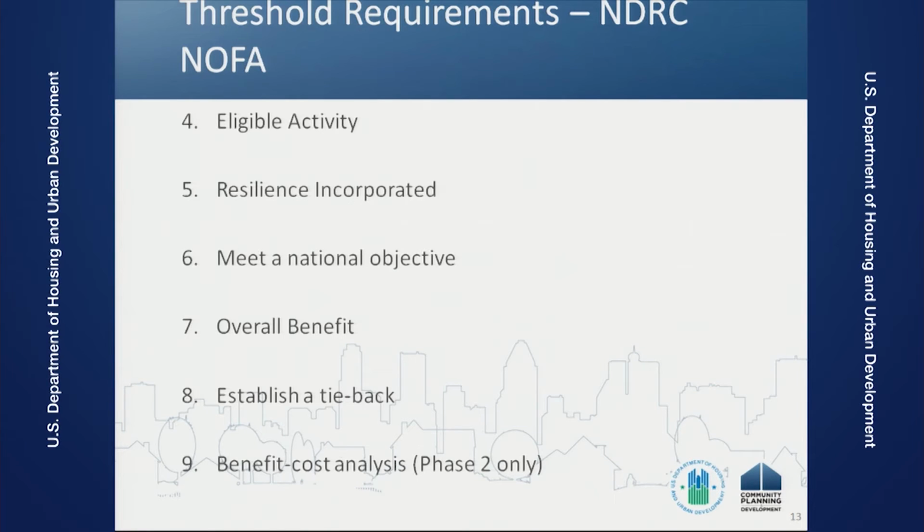The fifth threshold requirement is Resilience. To meet this threshold, applicants must demonstrate that each disaster recovery activity proposed can reasonably be expected to improve the most impacted and distressed areas' resilience to current and future threats and hazards, including the effects of climate change.